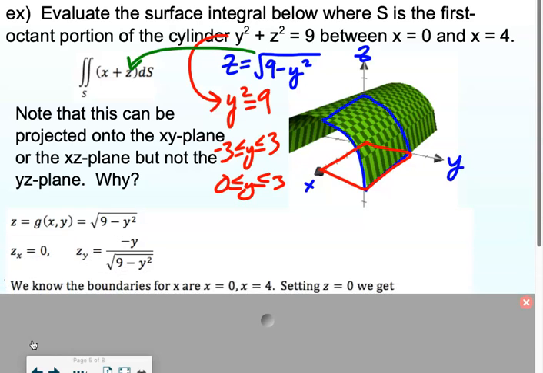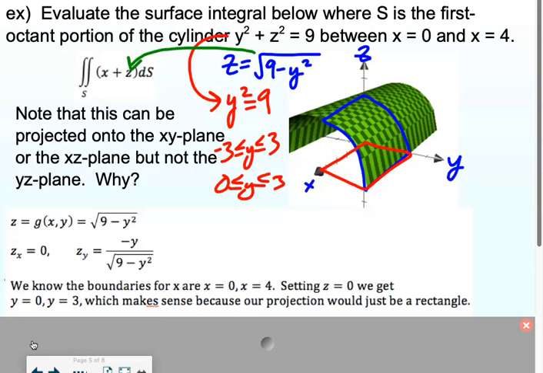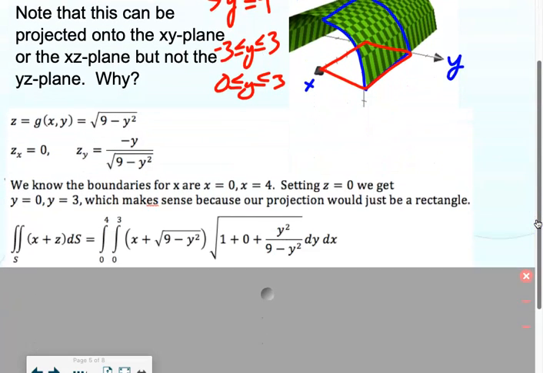So partial x is 0. Partial y takes a tiny bit of work, but anyway, it's negative y over root 9 minus y squared. All right, so that's just showing you the boundaries. So your integral setup would be integral 0 to 4, integral 0 to 3 of x plus z, that's your z, square root of 1 plus z sub x squared plus z sub y squared, and then dy dx.